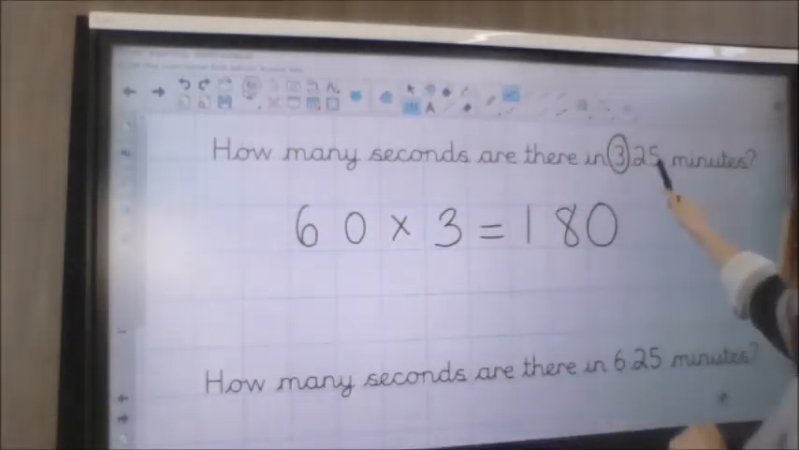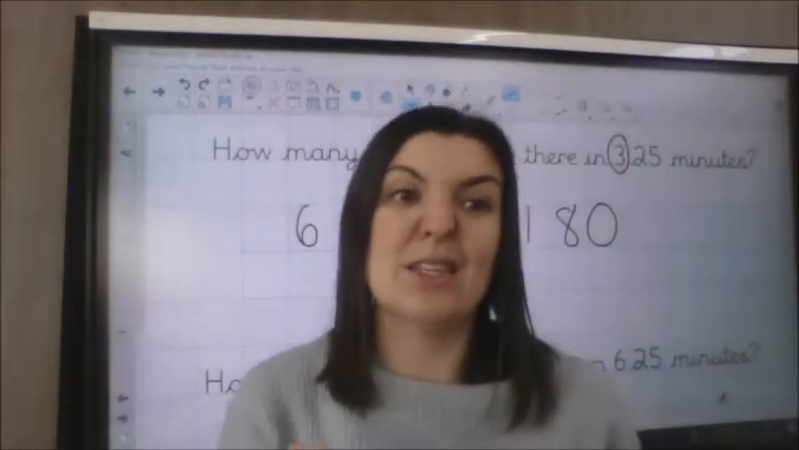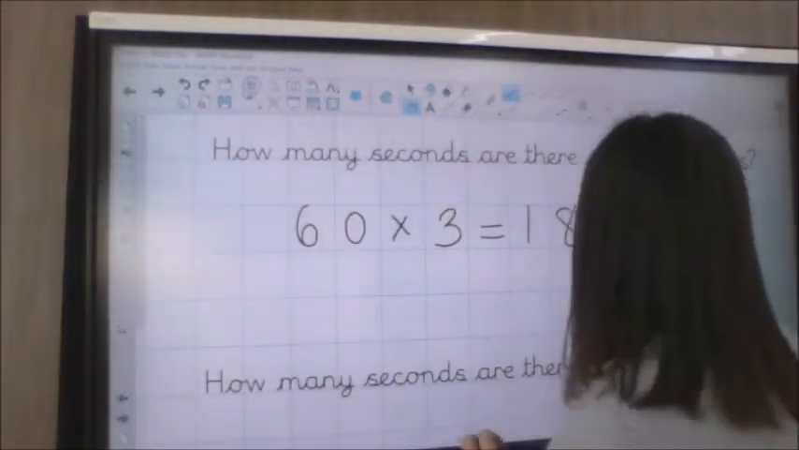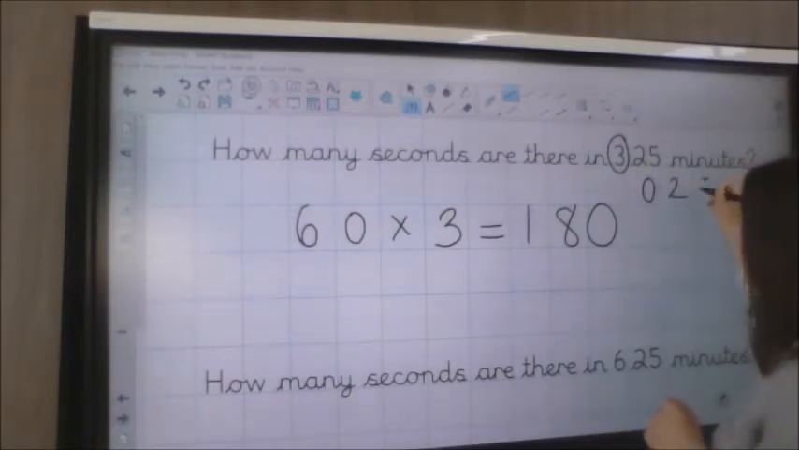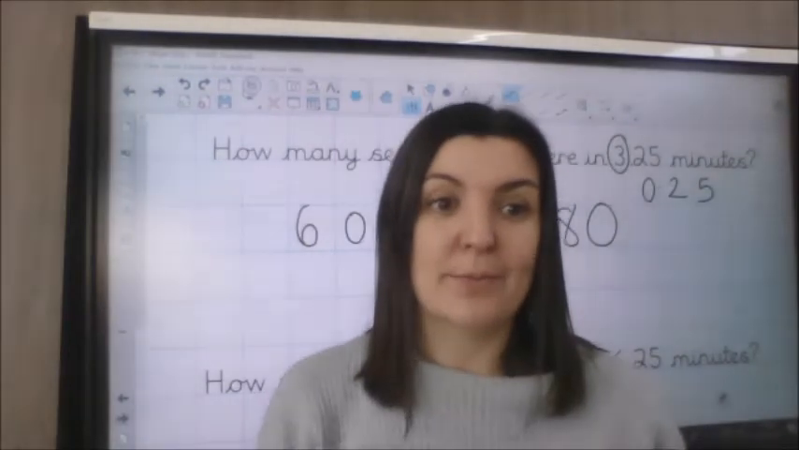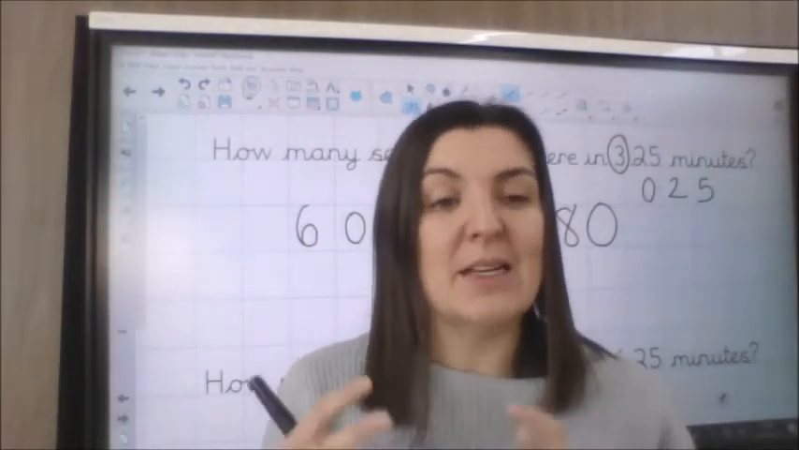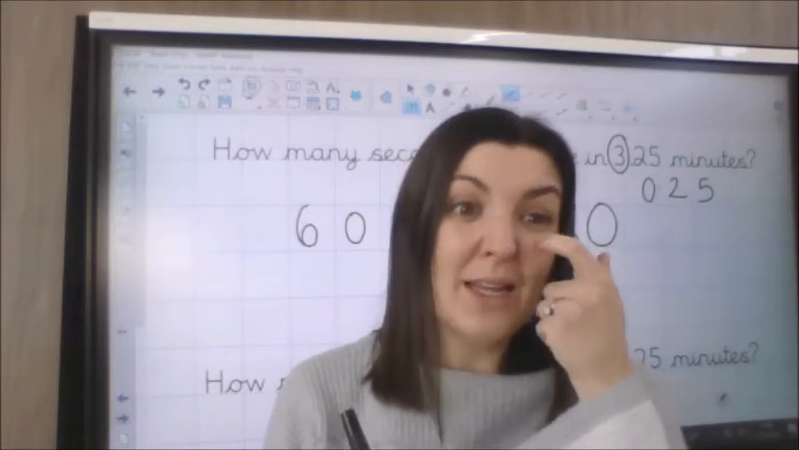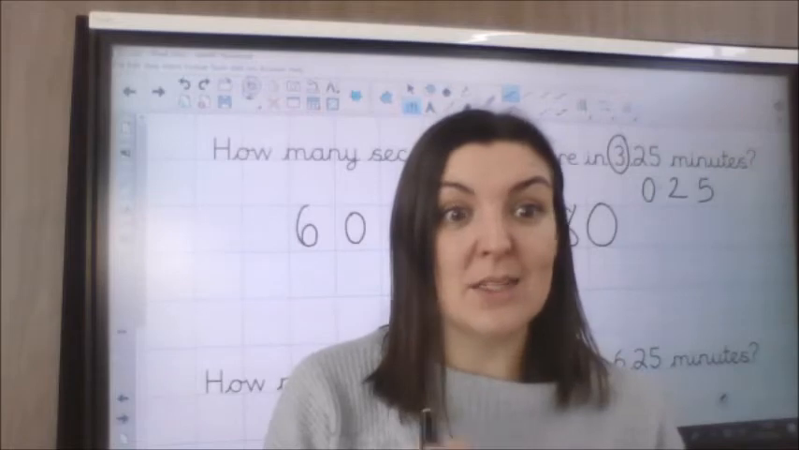But this bit is the bit I want to look at together because it seems a bit tricky because it's a decimal. So we've done the 3, so we've got 0.25 left to do. Now that's the same as a quarter, okay? So 0.25 is the same as a quarter. So all we need to do is divide 60 by 4. That's all we need to do.